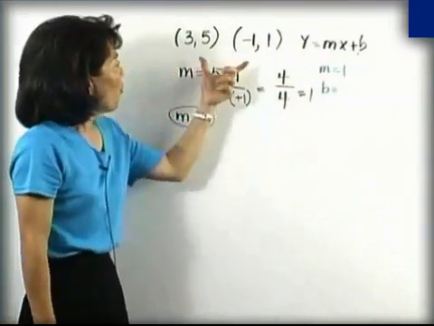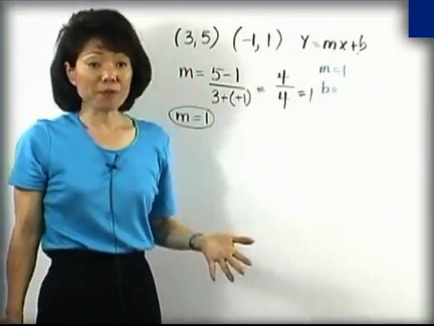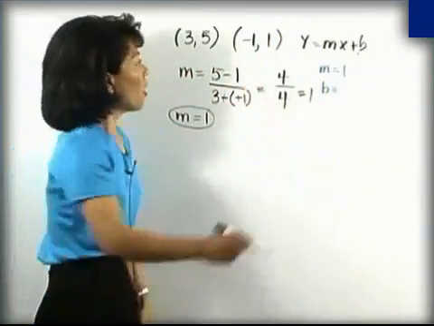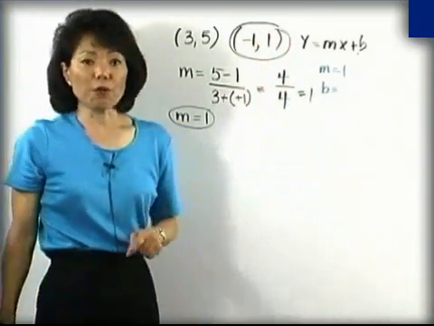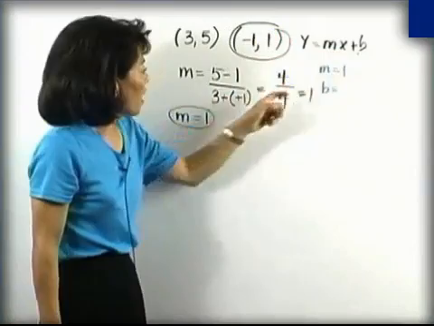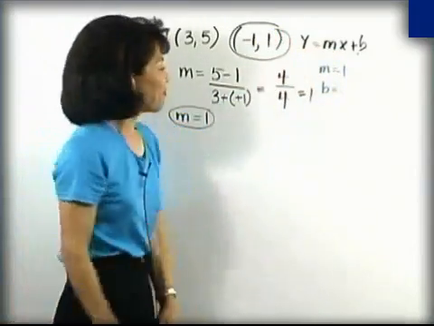You say to yourself, wait a minute, this time I've got 2 points. Which one do I use? Use the one you like best. Personally, I usually use the one that has smaller numbers. So I'm going to take this ordered pair, -1, 1, for my x and y values, substitute it here, use m equals 1, substitute it for m, and that'll give me b.